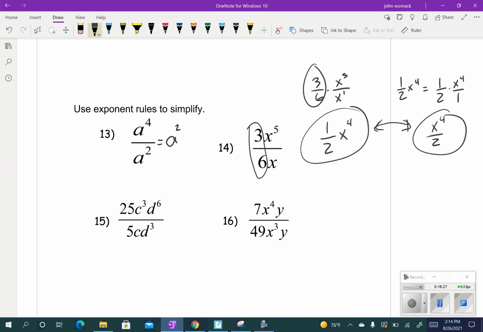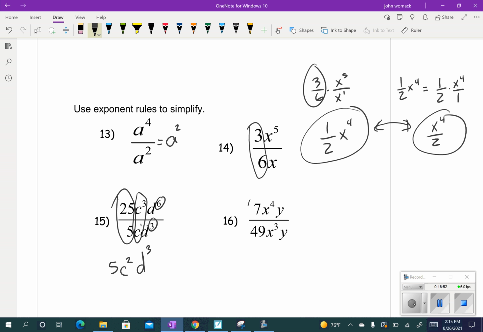Okay, 15. So I want to take the 25 over 5. I can simplify that, right? That's just 5. 25 divided by 5. Let's simplify those c's. That's c to the first. So c cubed over c to the first. The base stays the same. Subtract their powers. 3 minus 1. The d, same thing. Same base. Base stays the same. Take the top minus the bottom. 6 minus 3 is 3.